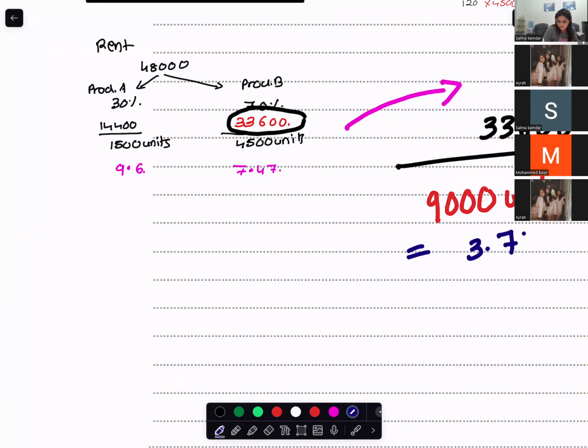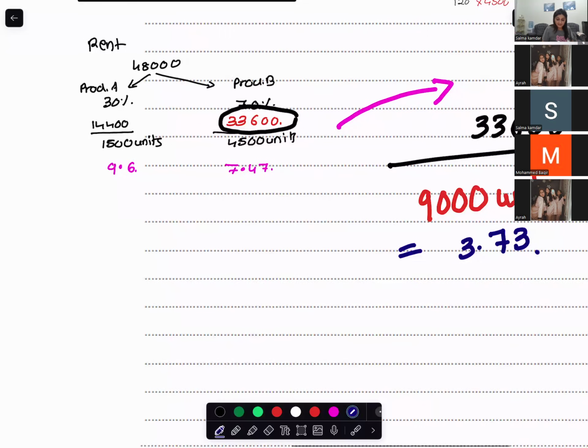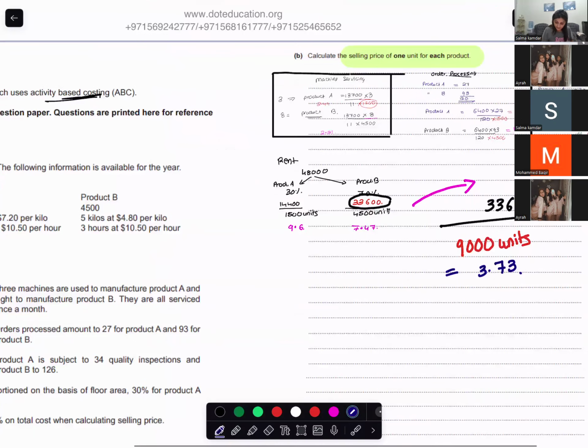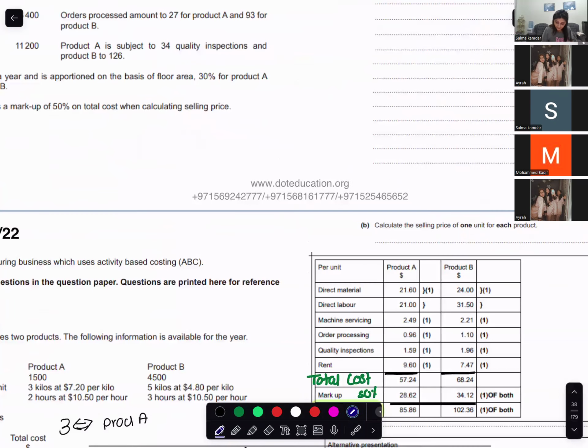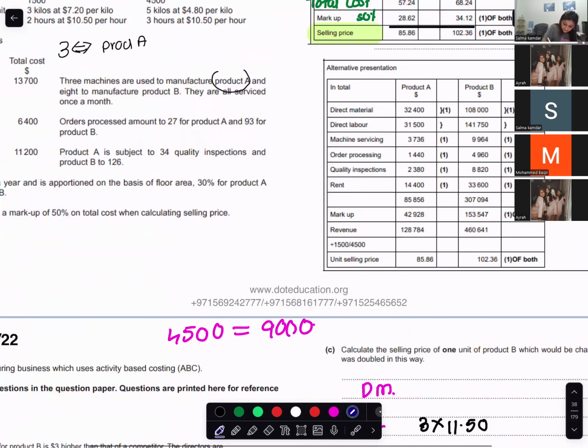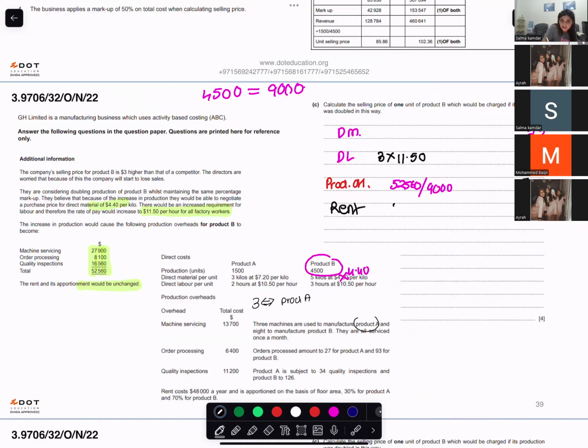3.73, just check. 33,600 divided by 9,000 is 3.73. So our rent would become how much? 3.73. 33,600, that is 70%, divided by 9,000 units.